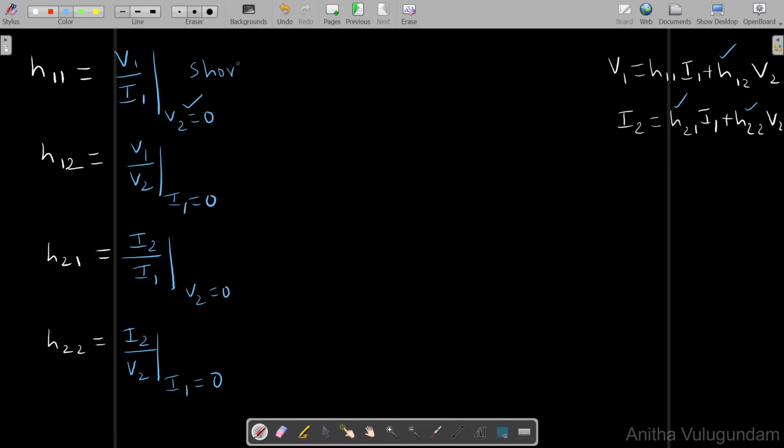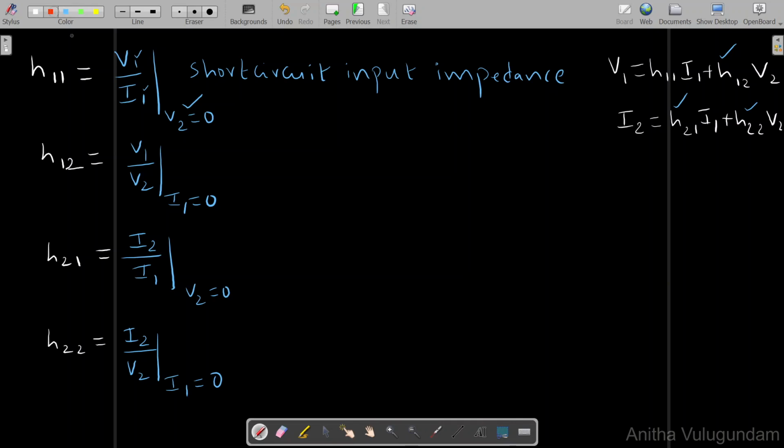0. So we can write it as short circuit, and the ratio is port 1 variable to port 1 variable. So we can write it as port 1 is input port, we can write it as input. V by I, V by I is impedance. H11 is defined as short circuit input impedance.